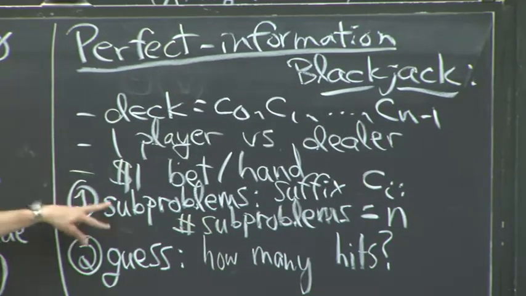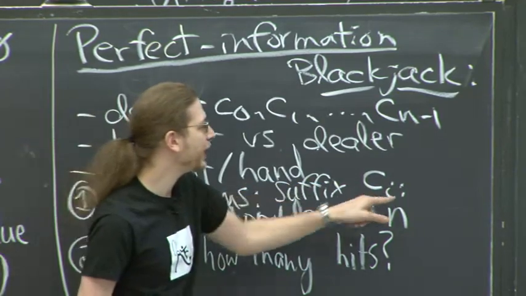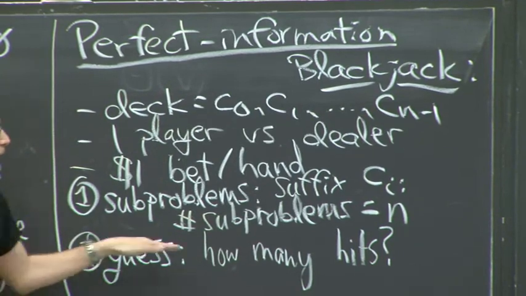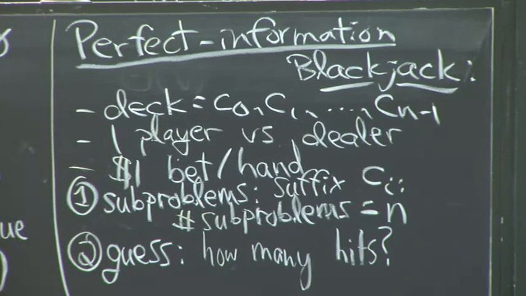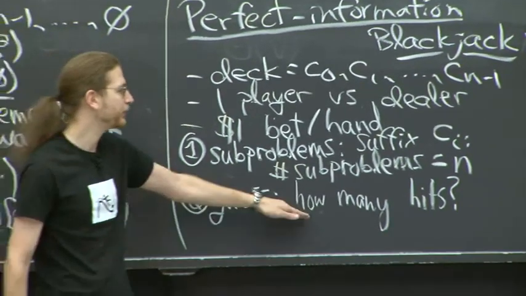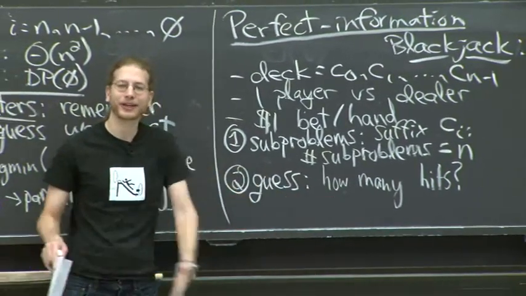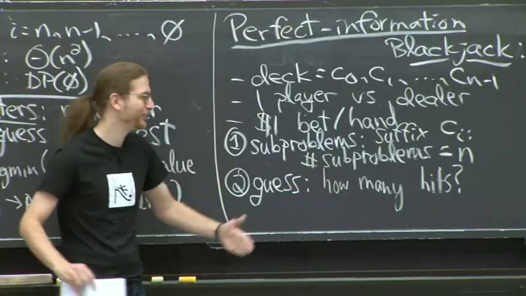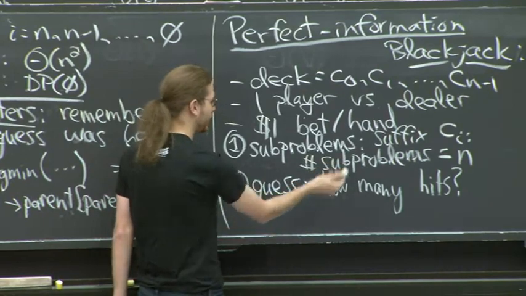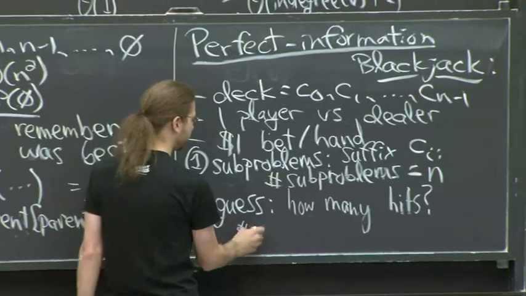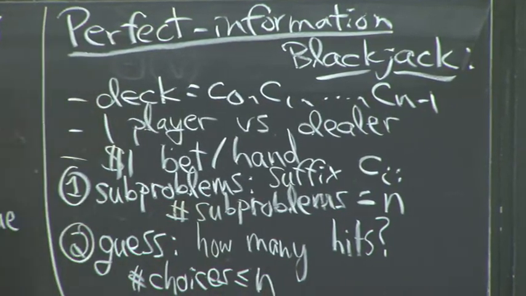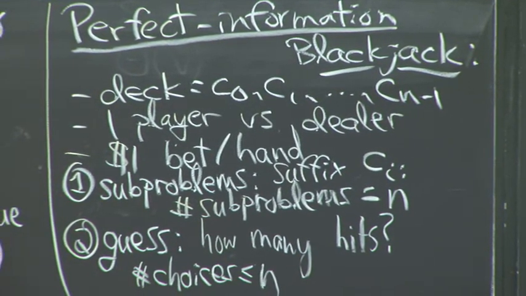So now we need to solve the subproblem. Starting from c[i], what's the best way to play? Well, the first 4 cards are fixed, and then we guess how many hits are left. So there's going to be something like n minus i minus 4 different possibilities, that would be the maximum number of hits I could take on all the remaining cards. That would be the most. And so the number of choices, I'll just say it's at most n. Don't have to be fancy here.